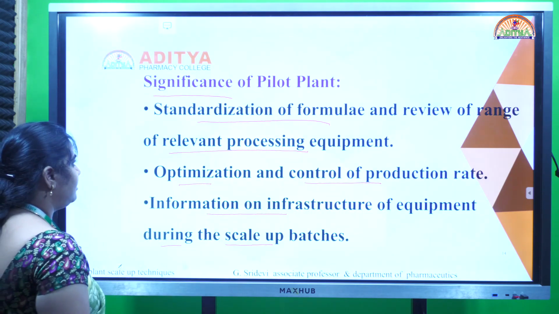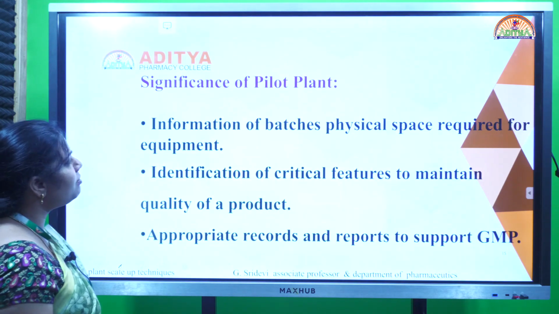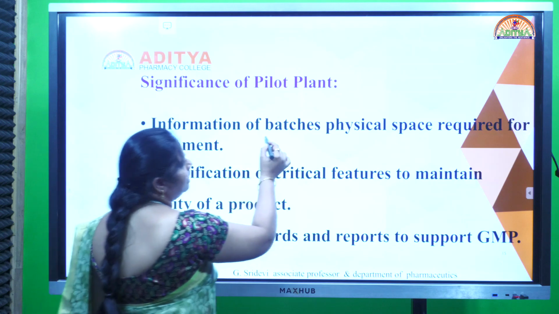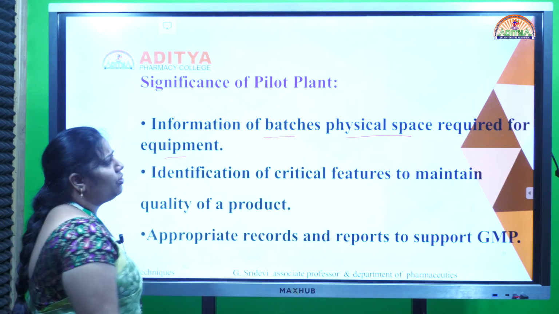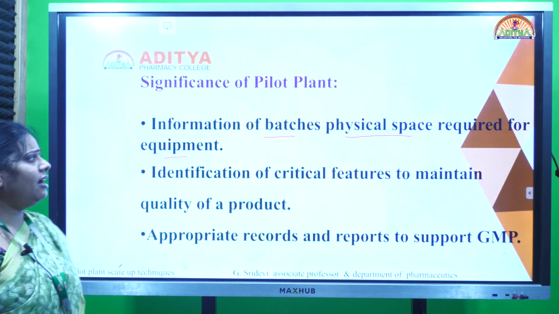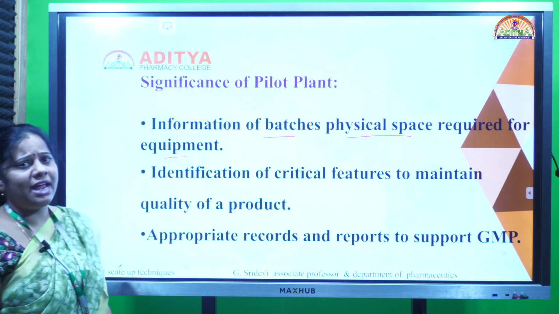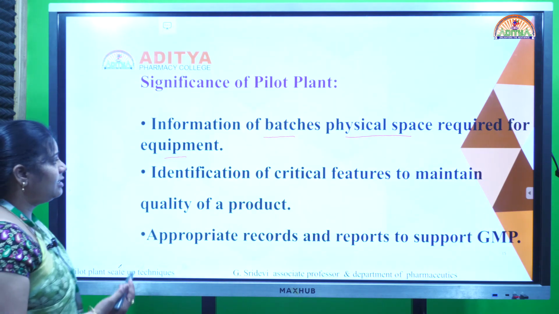So the next significance is information on the batches, that is the physical space requirements, equipment, and everything is given by the pilot plant. So how much space area is required, how many batches they can manufacture, and what the specifications are, everything is given by this pilot plant.